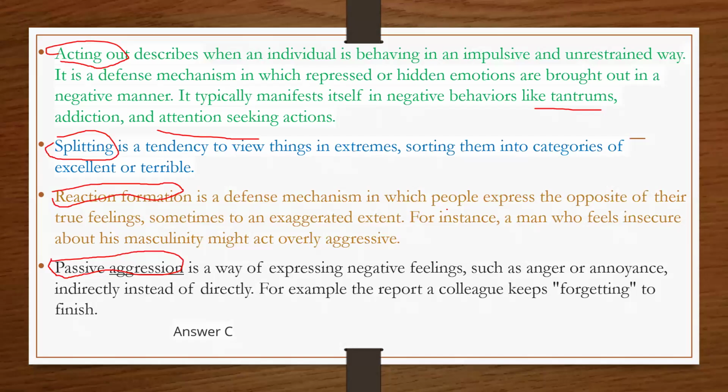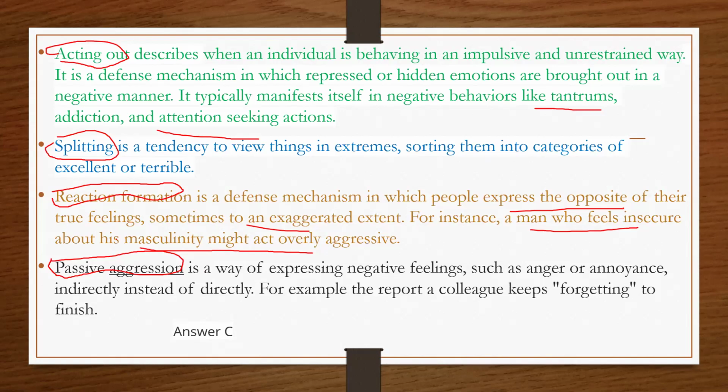Now what they do is they express the opposite of their true feelings, sometimes to an exaggerated extent. So no, they are not going to do what they actually feel, but they are going to do the opposite. So for example, here a man who feels insecure about his masculinity might act overly aggressive. So this man is insecure that he is not manly enough or masculine enough, so he's going to do the opposite of this. He's going to show that he is very masculine by becoming aggressive. So it's completely opposite of what they believe or perceive. So that's reaction formation.